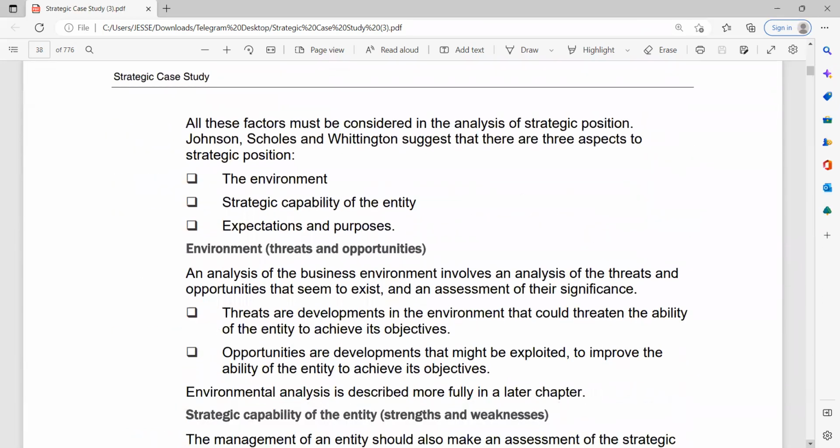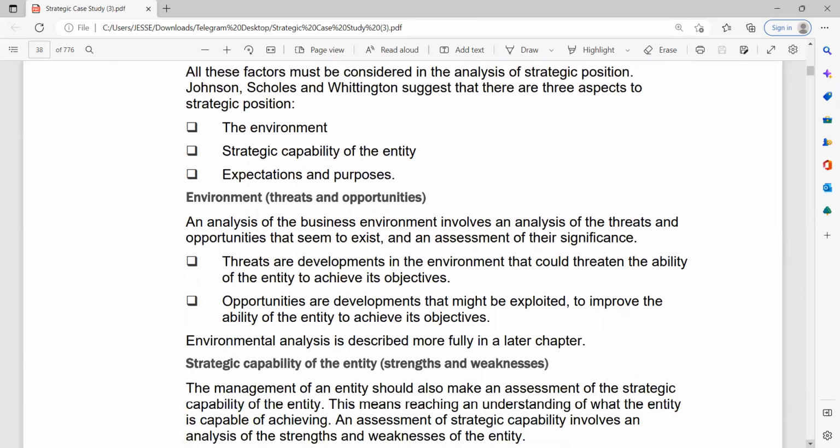Now, what are some of the things you need to consider when you're looking at the strategic position? As I already mentioned, you need to consider the environment. The environment is key when you're looking at the strategic position. That's one.